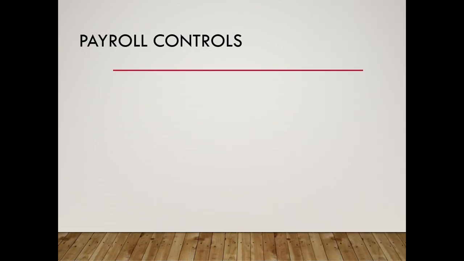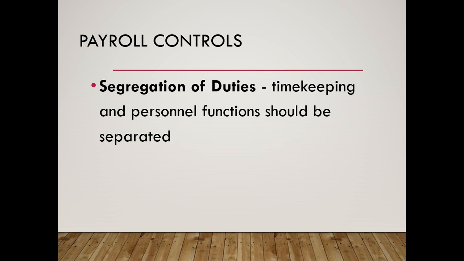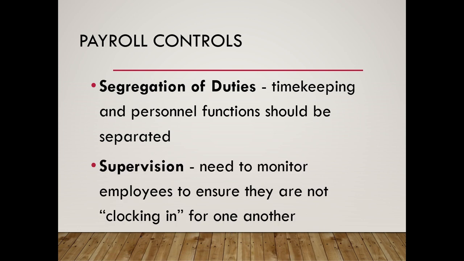Next control would be regarding the segregation of duties. Of course, the timekeeping and personnel function should be segregated. As you have noticed, di ba yung timekeeping natin nasa production, then the personnel will only maintain yung mga records ng about sa personnel. Then ibang department din yung nagko-compute. Okay? Then supervision as well. So need monitoring employees to ensure that they are not clocking in for one another. Okay, so di ba dun sa production, remember it needs to be signed by the supervisor, yung job tickets at saka yung time cards natin, so that again, we need to ensure na siya yung nagka-clock in.